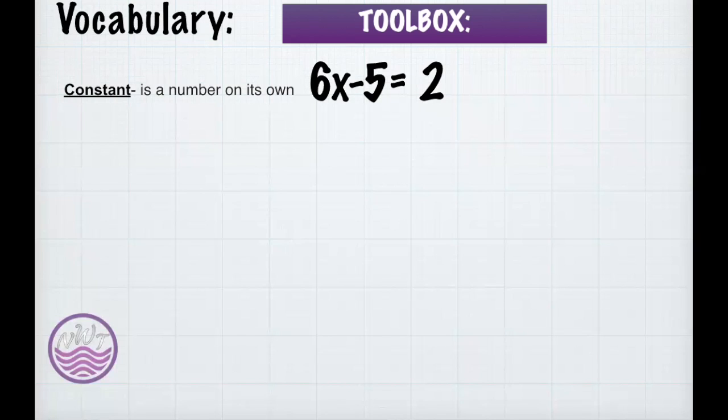So there are actually two constants here. I'm just going to identify one of them, and that's -5. I'll explain in a little bit why I'm solely identifying -5 and not +2.